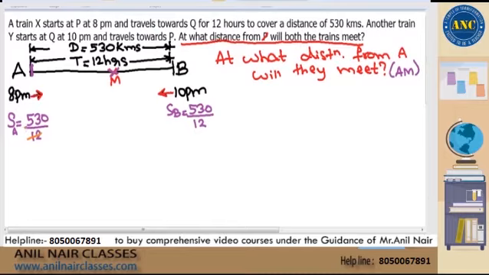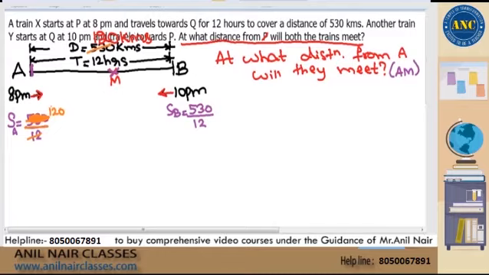If I want to cancel 12, what number should I have in the numerator? I should have any multiple of 12, because 12 by 12 will cancel, 24 by 12 will cancel, 36 by 12 will cancel, 120 by 12 also will cancel. Take any multiple of 12. That means the distance given in the question is 530, but I know that distance is constant. So I will assume the distance as some multiple of 12 just to avoid fractions. For example, 120 kilometers. I am assuming the distance as 120 kilometers.